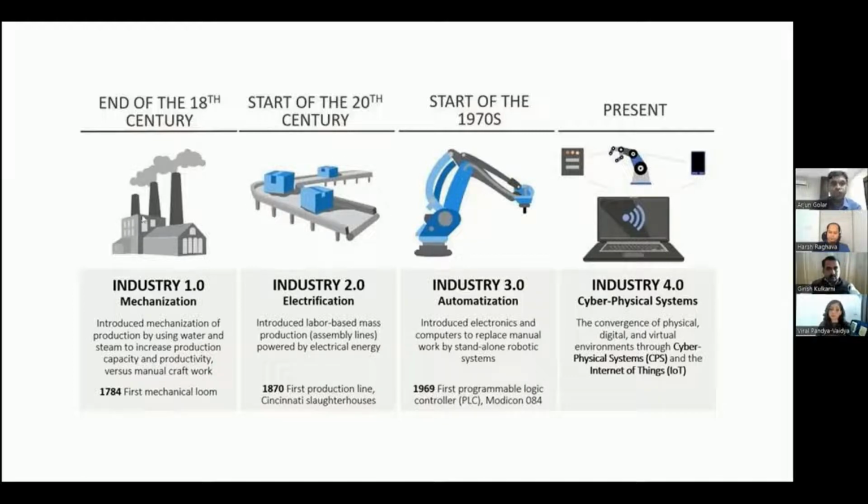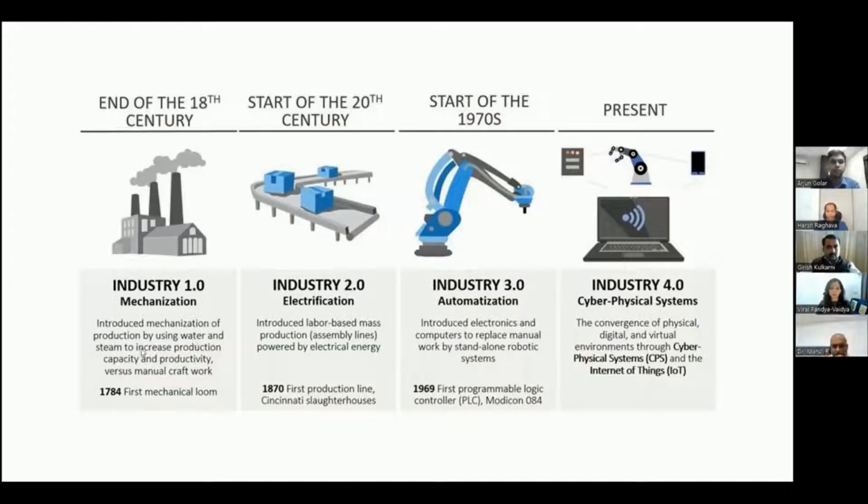When we talk about Industry 4.0, it all started in the 18th century, and it was all about mechanization using water and steam to increase production, which later moved to Industry 2.0, which was all about labor-based mass production assembly lines, moving on to automation. Now, this automation was more about standalone automation, wherein a machine or a standalone robotic system is in place. And that's where today, when we talk about 4.0, it's all about integrating everything. It's all about creating systems wherein machines can interact with each other, creating an Internet of Things, and giving a holistic approach to it.